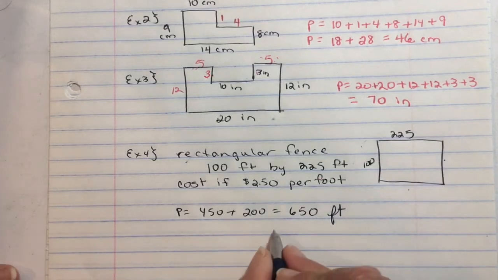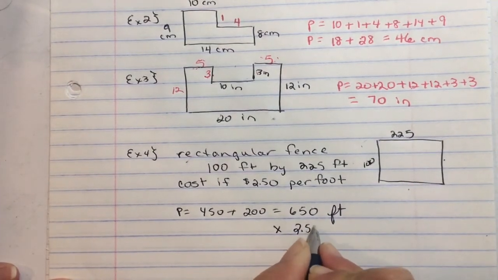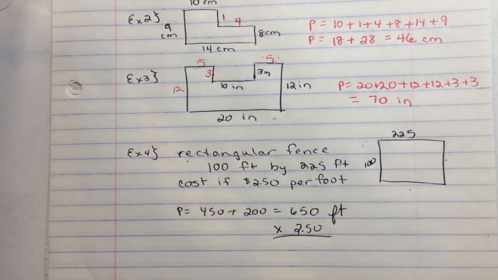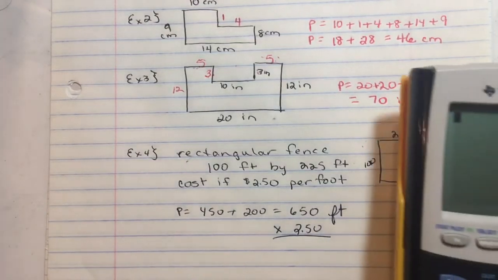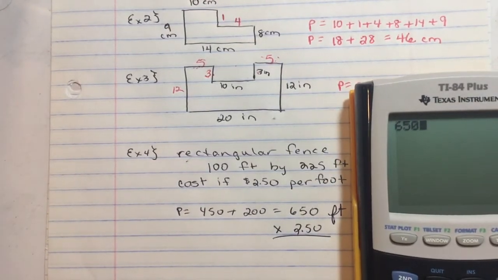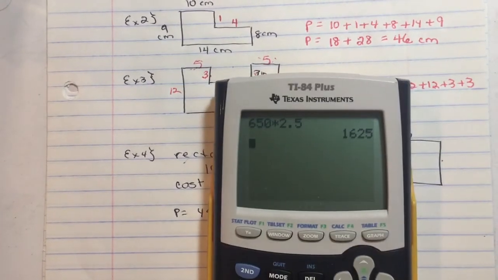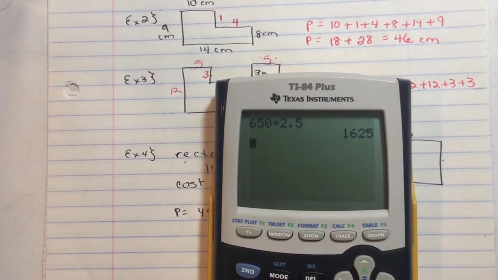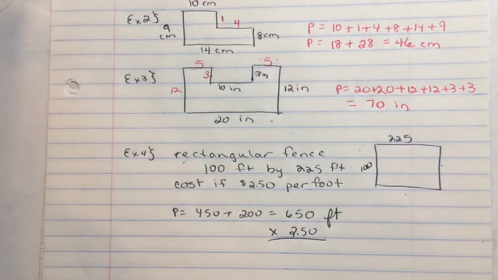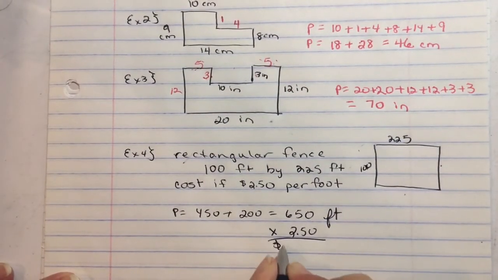Now, if it's $2.50 per foot, that's a multiplication problem. And that's real easy to go ahead and plug into the calculator. Don't forget the decimal. Now, is that $16.25 or $162? No, make sure you think about it. It's $1,625.